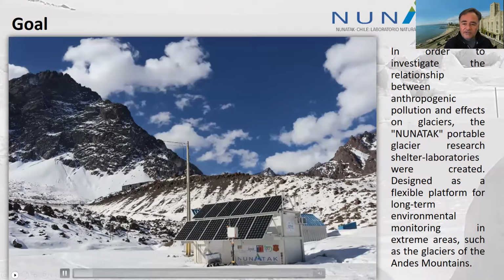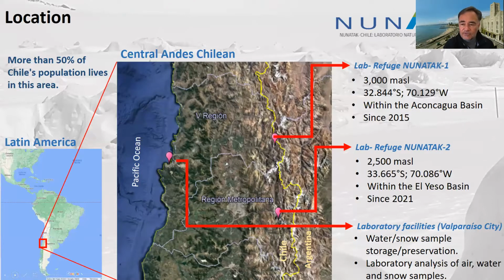In the next slide, we can see NUNATAK 1 installed 3,500 meters above sea level at the high mountain school of the Chilean Army in the Aconcagua River Basin, where it has been operating without interruption since 2015. And the new NUNATAK 2 is installed at 2,500 meters above sea level in the El Yeso Reservoir in the Maipo River Basin, where it has been operating since 2021.